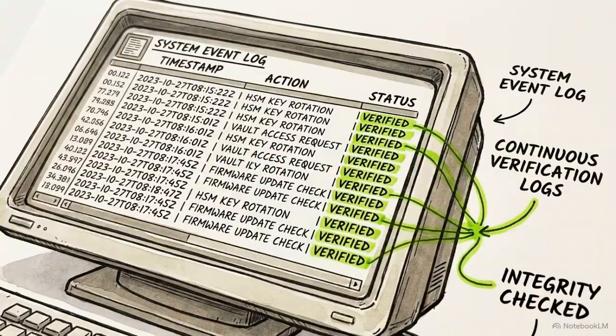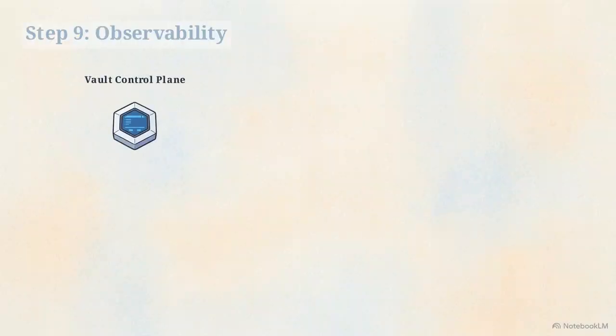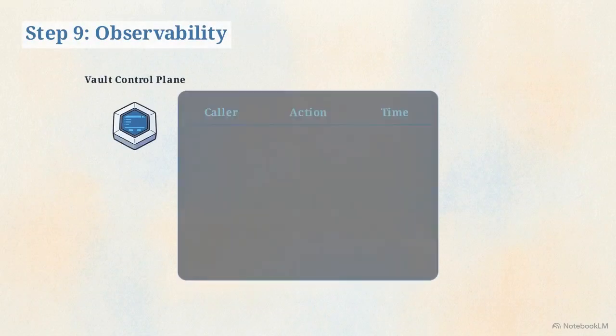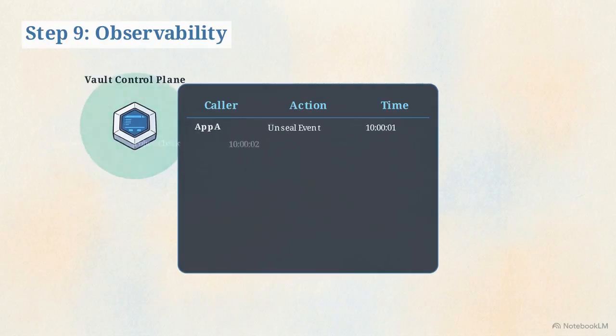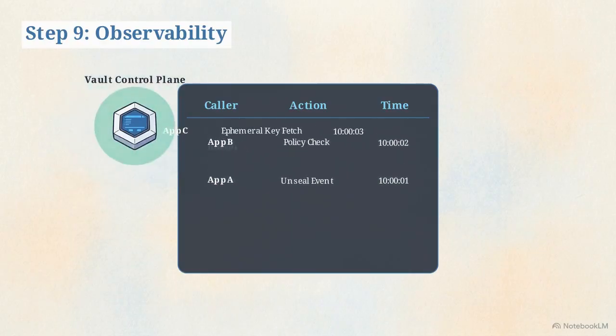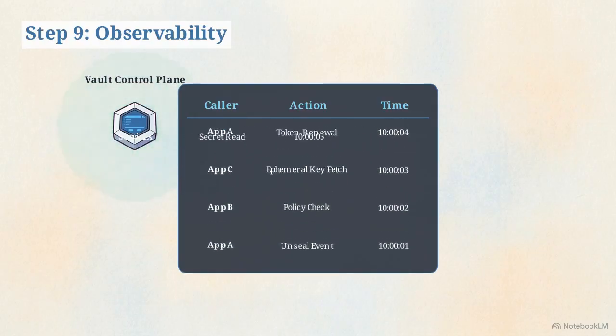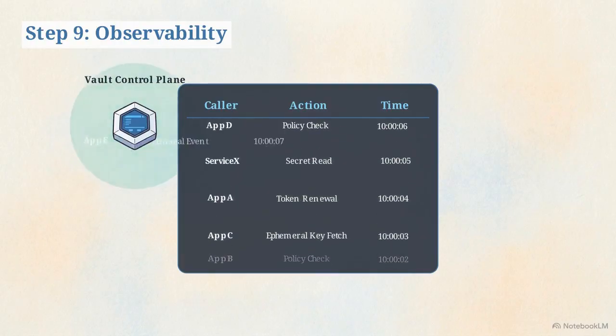Decryption is not the final step of the lifecycle. A secure architecture also requires continuous verification. This brings us to Step 9, Comprehensive Observability. Vault records every unseal event, policy check, and ephemeral key fetch. The audit log captures identity, actions, and timestamps.